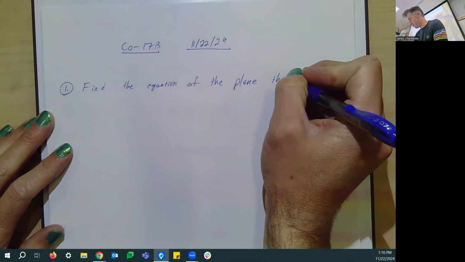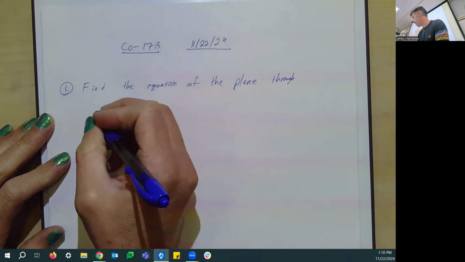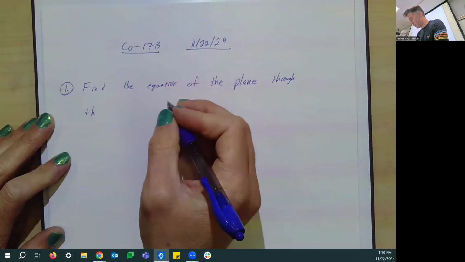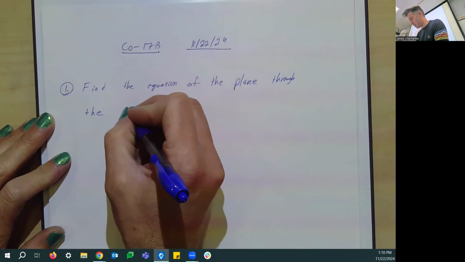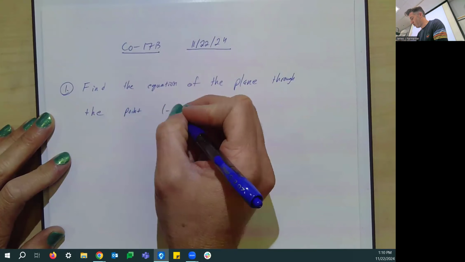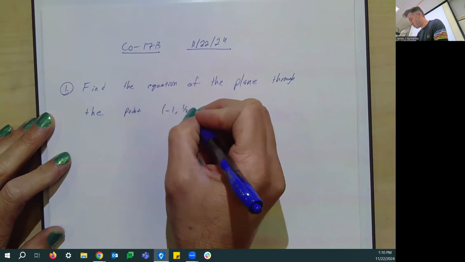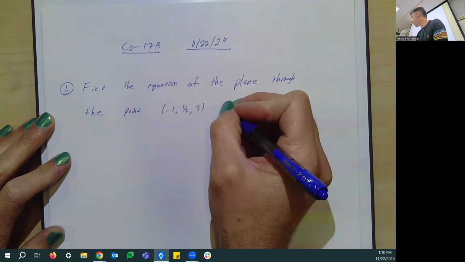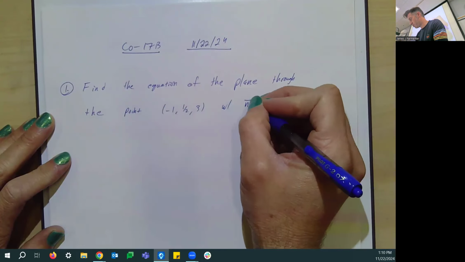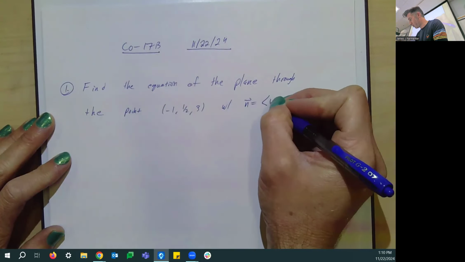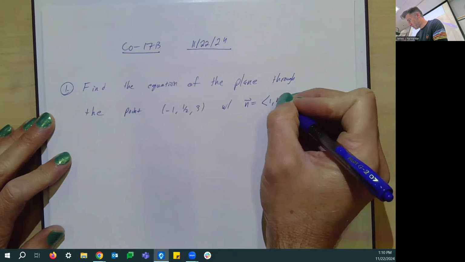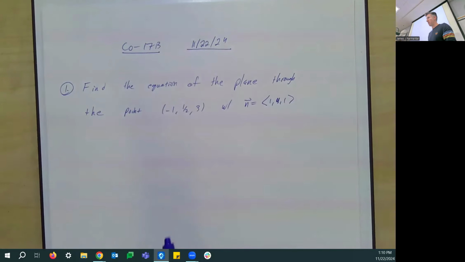I'm just looking at that problem on the board right there. I think this is one you should all try to do right now. Find the equation of the plane through the point (-1, 1/2, 3) with normal vector n equal to (1, 4, 1). This is something I think we are all capable of doing, so give it a shot.